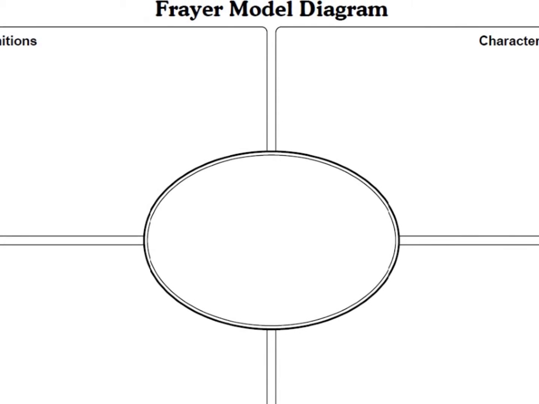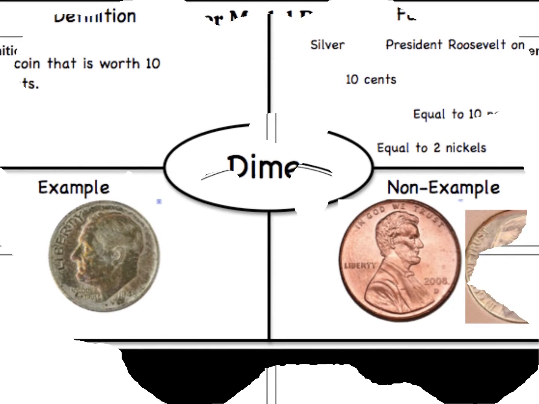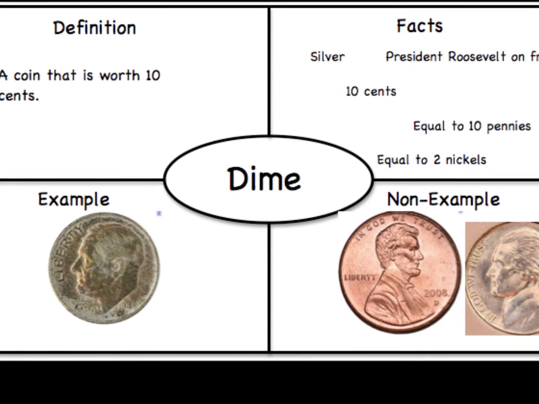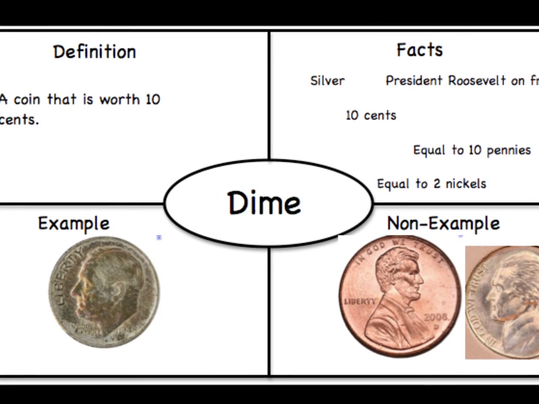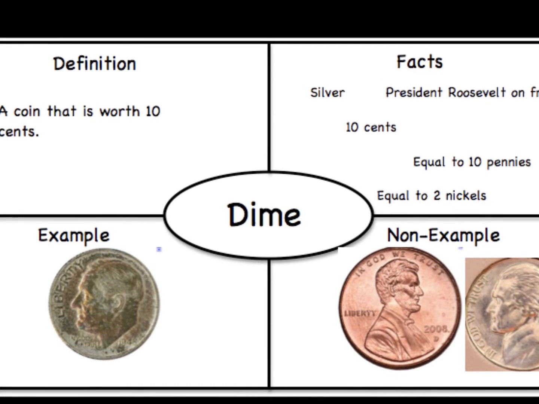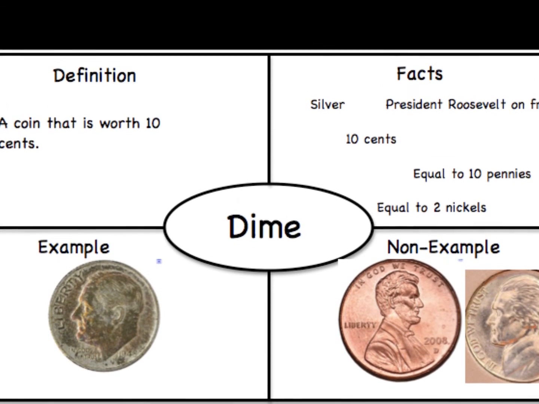The Frayer model allows students to dissect a new vocabulary word by breaking the word down into definition, characteristics, examples, and non-examples. It is also beneficial to encourage the students to draw on the model as well.